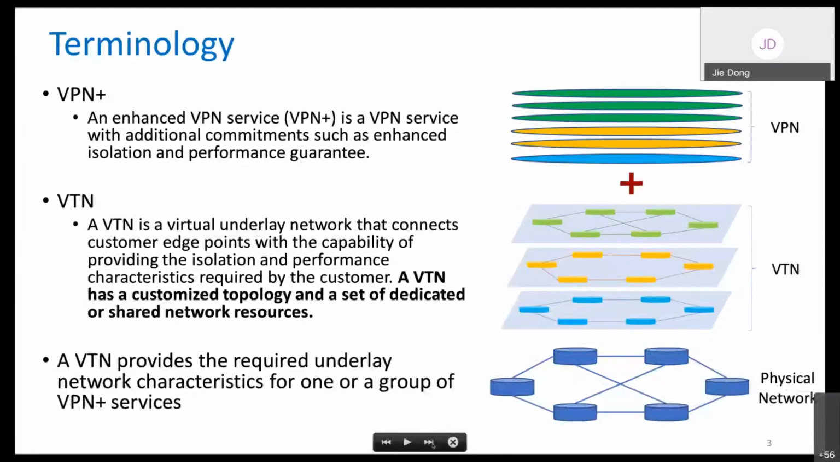So we can see the relationship between the VPN Plus, the VTN and the physical network. I think the VPN Plus is provided based on the integration between the overlay VPN and the underlay virtual transport network, or VTN. So a VTN can provide the underlay for one or a group of VPN Plus services. So this is the relationship between these terms. Okay, next slide.